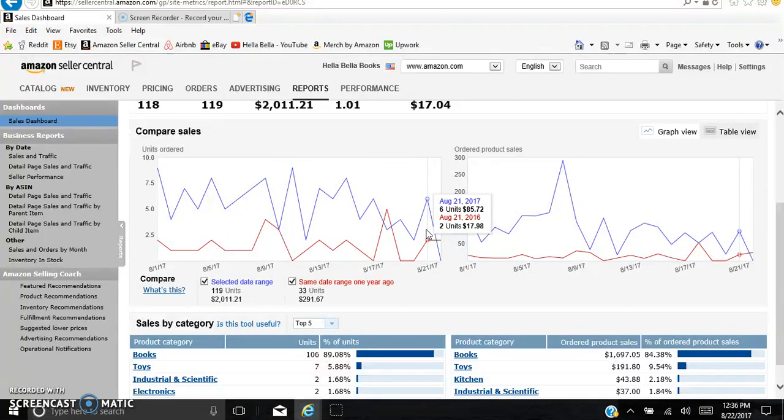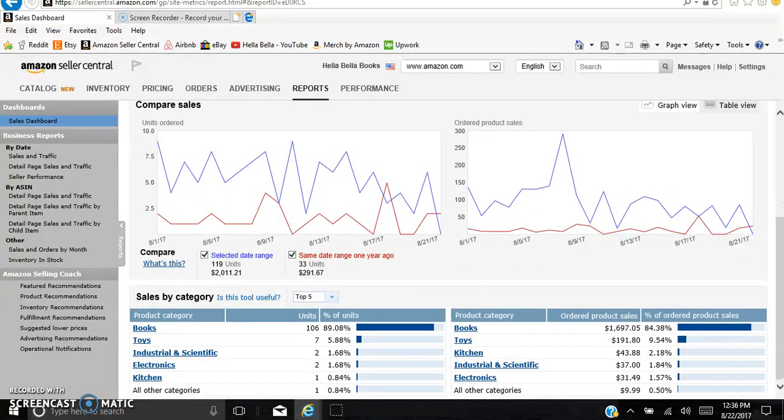So, on August 21st this year, I did $85.72. August 21st last year was only $17.98. So you can see performance improved on most days. And then you can go down here. This is also important. Sales by category. So we'll just look at it in terms of revenue. On this side, you see that books accounted for 84% of my revenue.